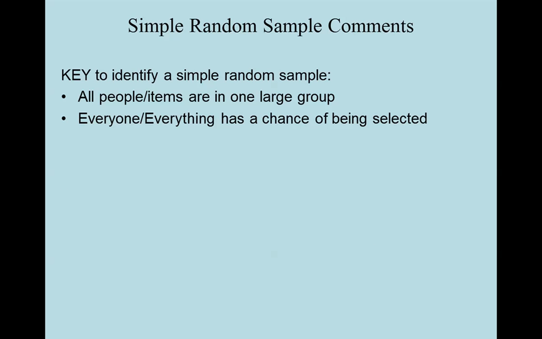The key to identifying a random sample such as this one, which is a simple random sample, is that all people or items are in one big group and everyone or everything has a chance of being selected.